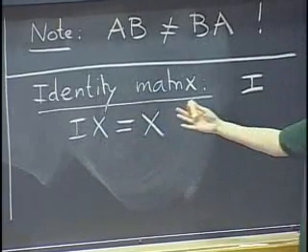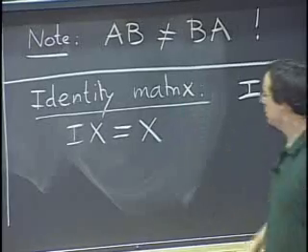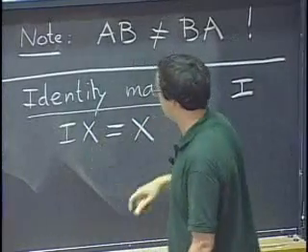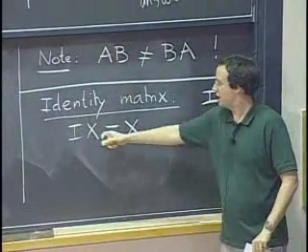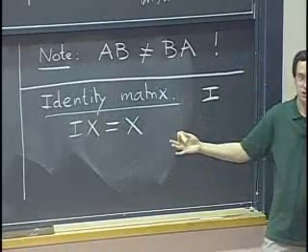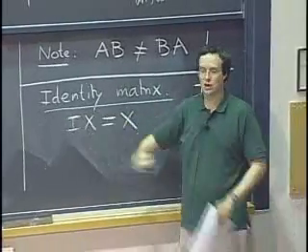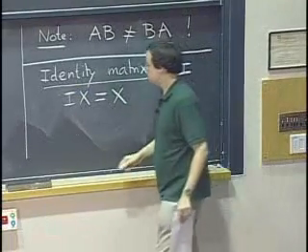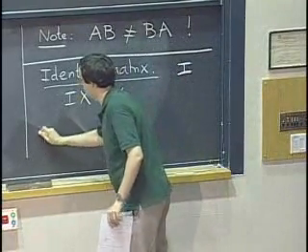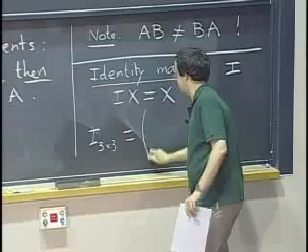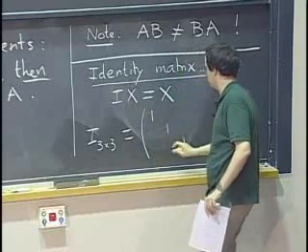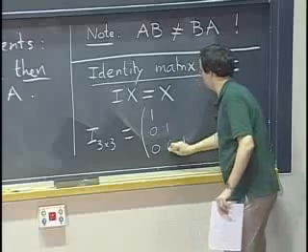So how do we write that as a matrix? Well, actually there's an identity for each size, because of course, depending on whether X has 2 entries or 10 entries, the matrix I needs to have a different size. So, for example, the identity matrix of size 3 by 3 has entries 1, 1, 1 on the diagonal and zeros everywhere else.